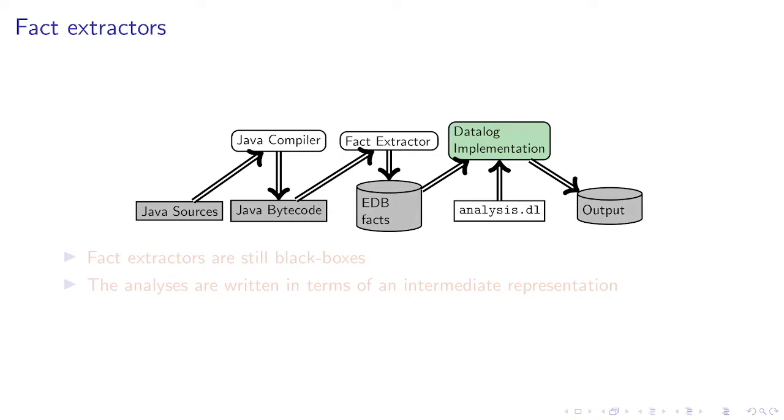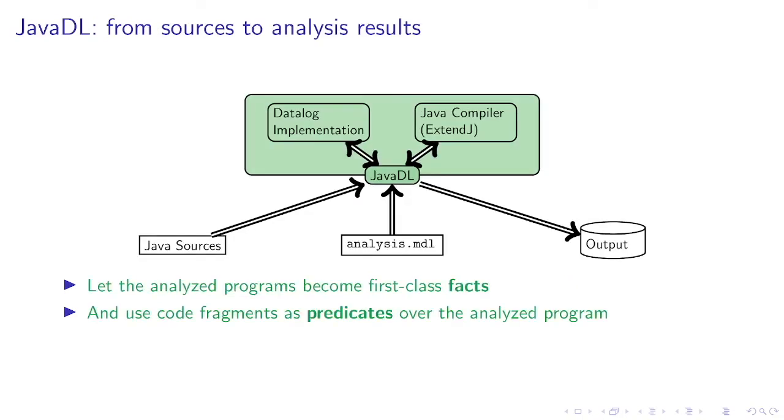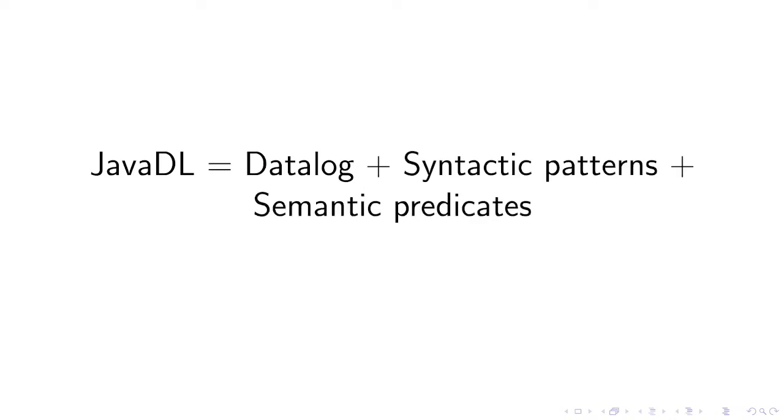The problem with this setup is that the fact extractor is still a black box and the analyses are limited to what the intermediate representation can express. Our solution is to merge the fact extractor with the Datalog component and provide a language and a runtime where the analyzed programs are first-class facts and code fragments are used as predicates over them. Thus, we can go from Java sources to the analysis output in one step. To achieve this, we extend Datalog with syntactic patterns and semantic predicates.